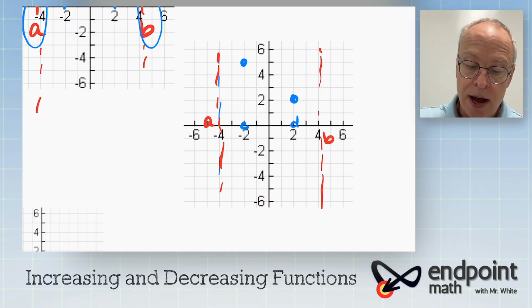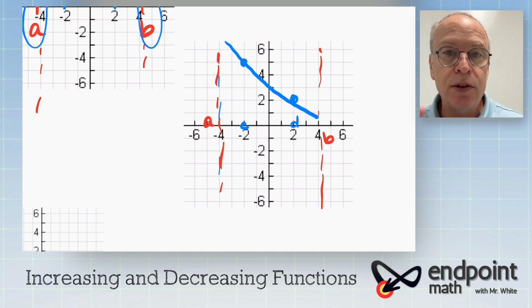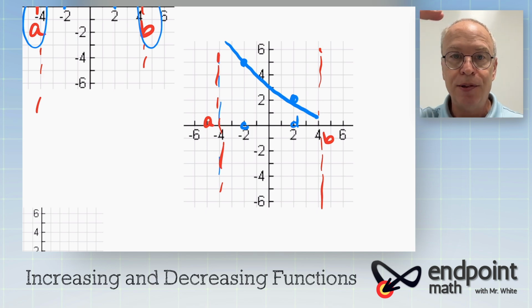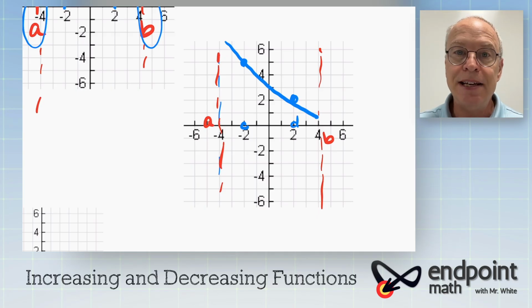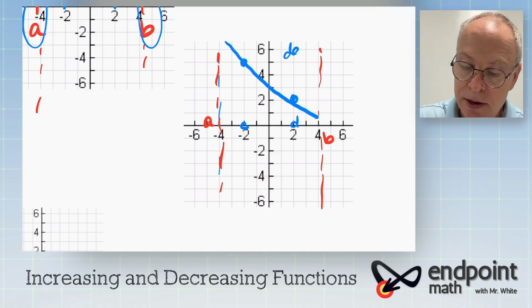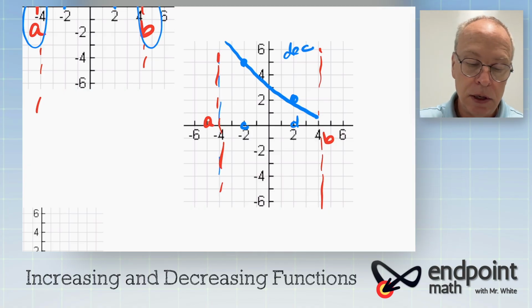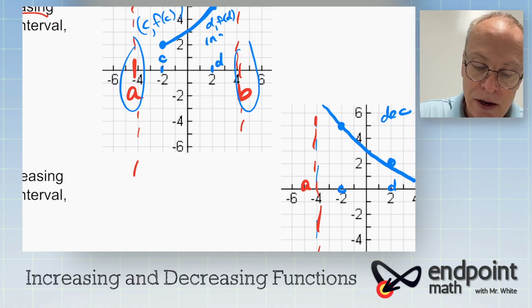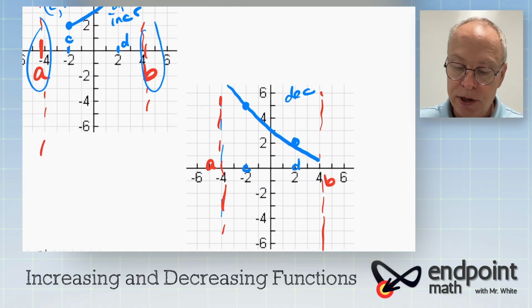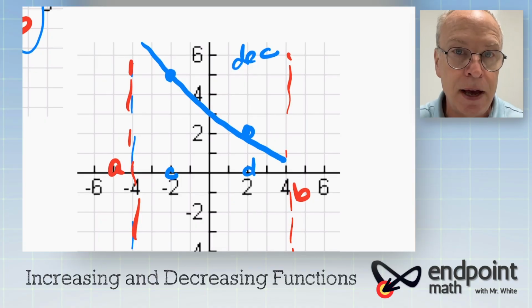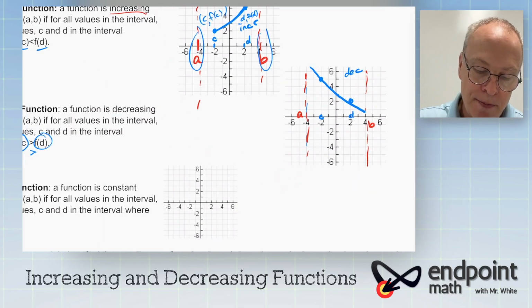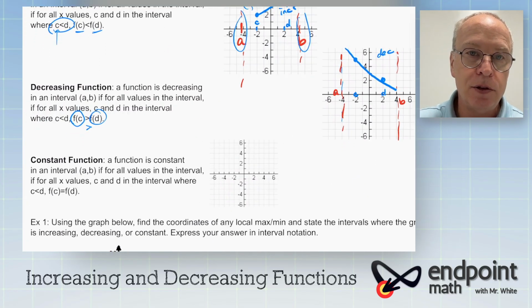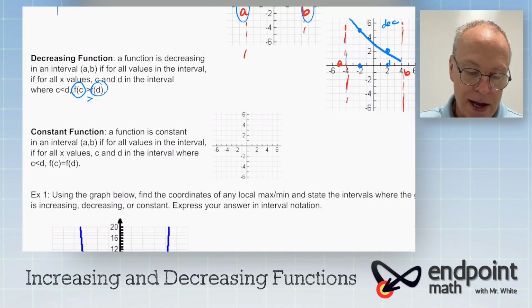That means on this interval, a to b, if this is always true, that the output at c is bigger than the output at d, then this is decreasing. So this is decreasing, going downhill, and this would be increasing. So decreasing might be your attention during math class, right? As it just keeps going down further and further, but not during Mr. White's videos, certainly. All right, what about a constant function?